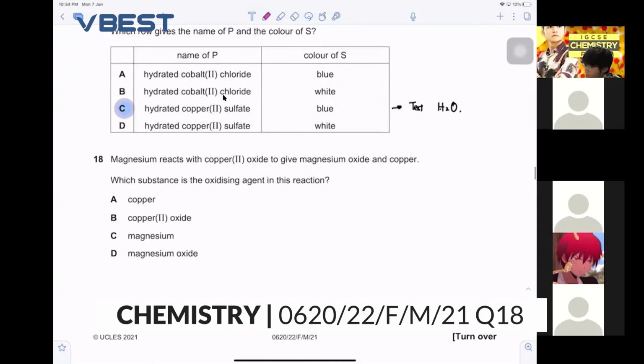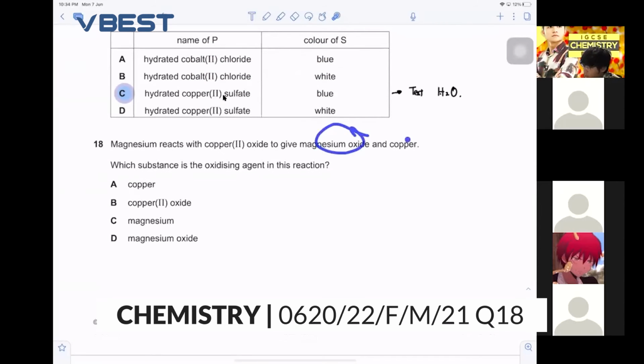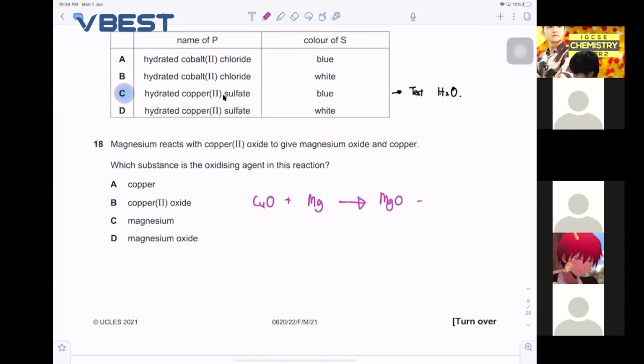Magnesium reacts with copper 2 oxide, giving magnesium oxide and copper. Which substance is oxidizing agent? Let me construct the equation for you guys. Copper oxide plus magnesium. I'm getting magnesium oxide plus copper, right?